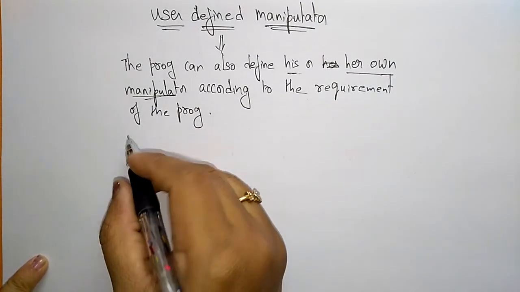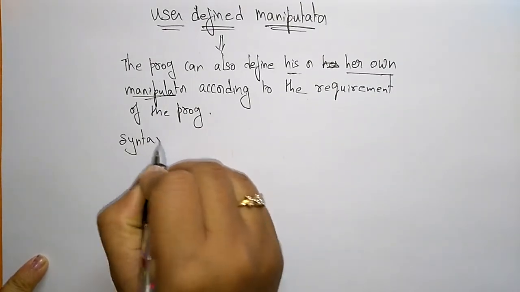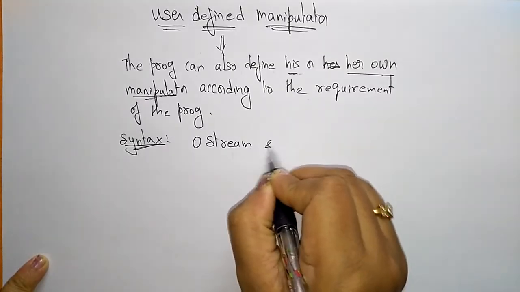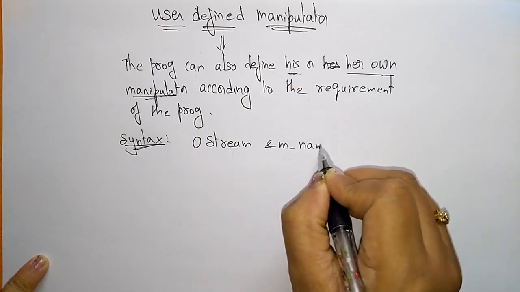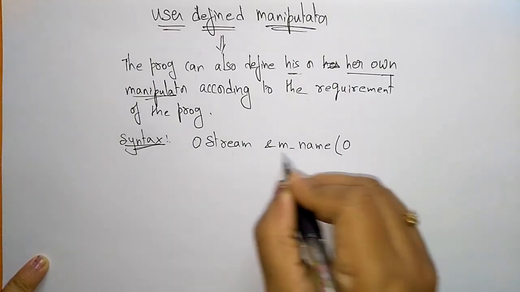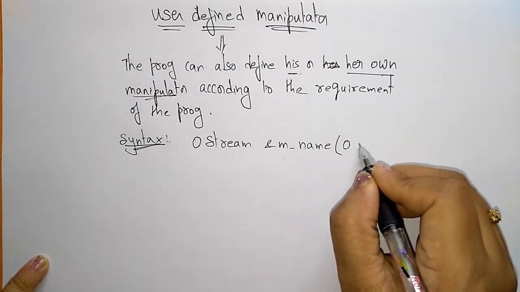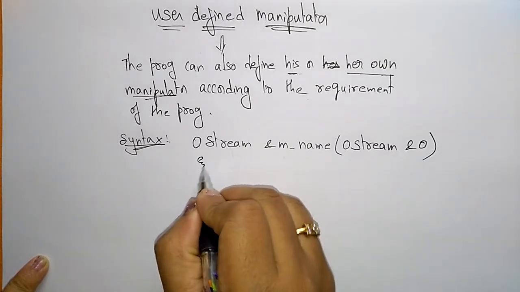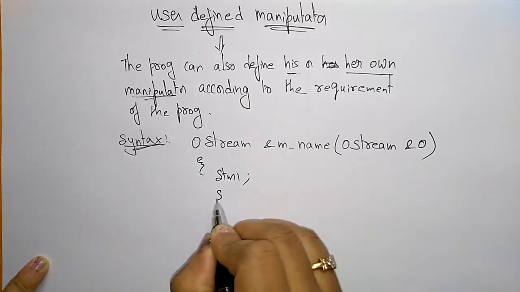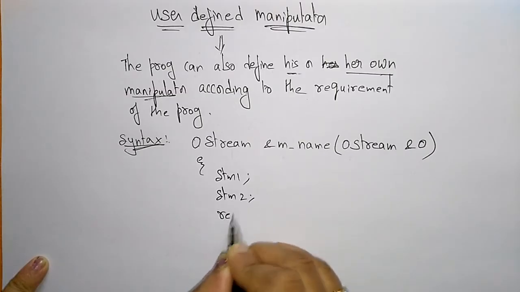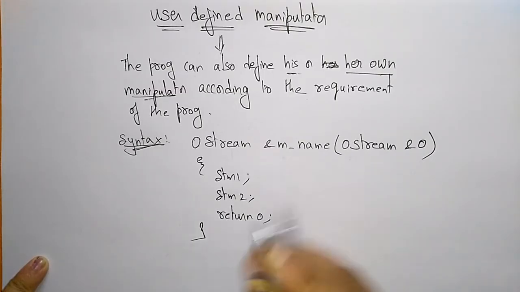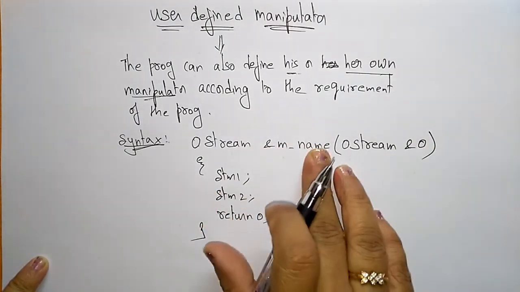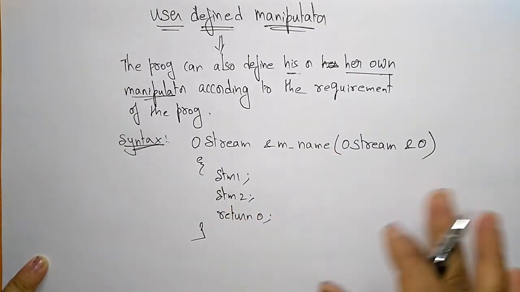The syntax for this user defined manipulator is: ostream ampersand m name. So m name is the name of a manipulator I have used, and this is my user defined manipulator. So ostream, output stream, ampersand o, statement 1, statement 2, return 0. So this is the syntax of your own user defined manipulator. According to the program requirement, you can write your own objects and your own names.